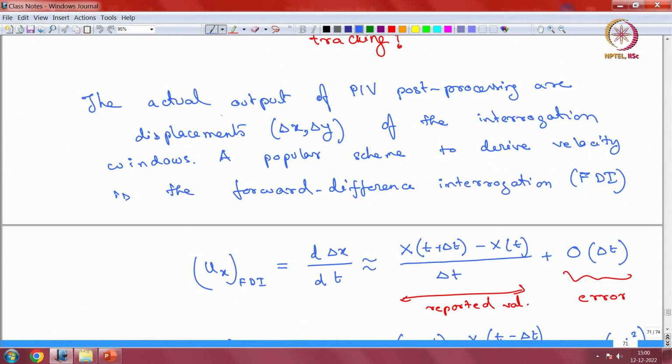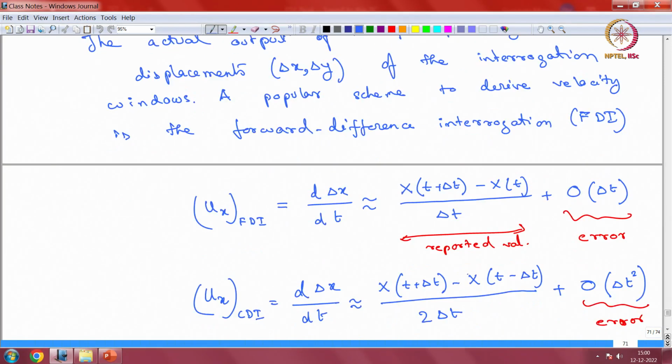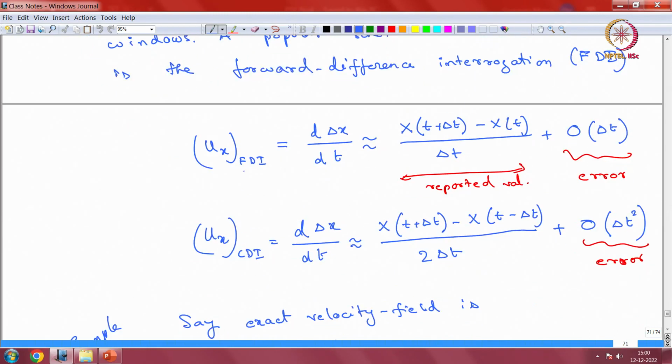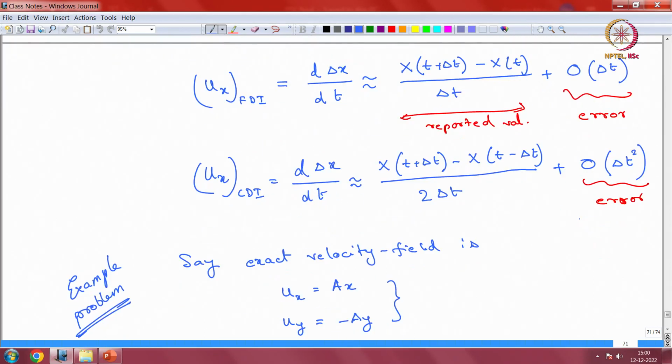And finally, when you have the actual output, you do get displacements delta x and delta y, and now you have to use numerical schemes in order to get a velocity field, which is the time derivative of the displacement field. And we discussed how we can do a forward difference method or a central difference method, and we get two different types of expressions with different types of errors in the two cases.